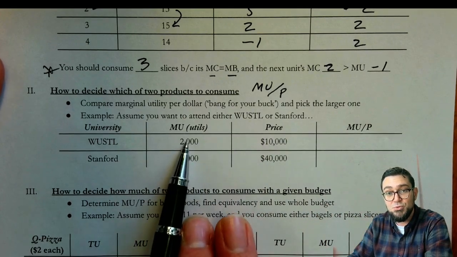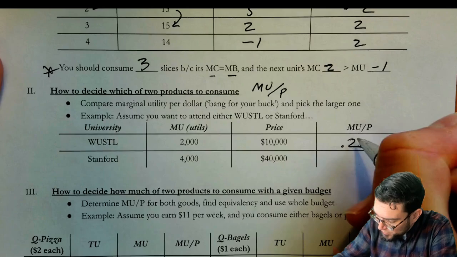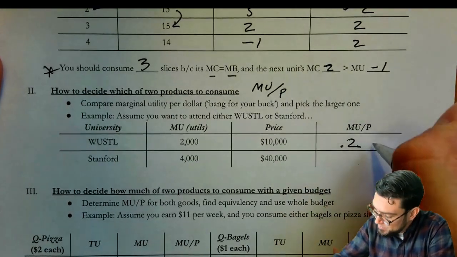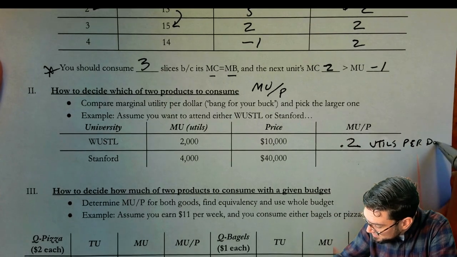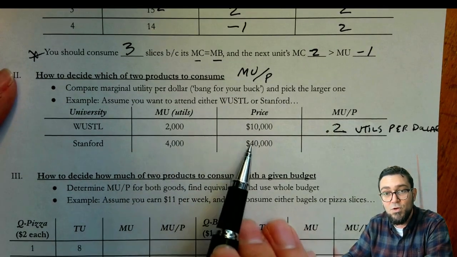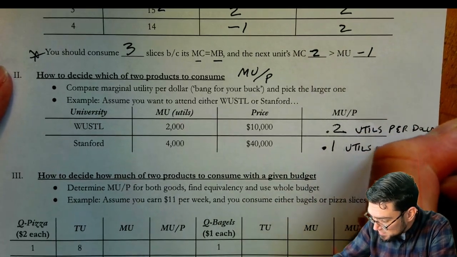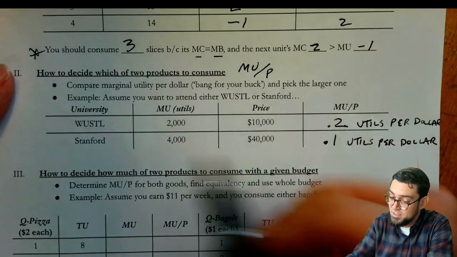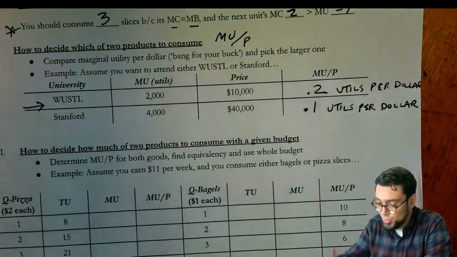Well, the MU is 2 over 10, so that's 0.2. So I get 0.2 bang for my buck. Utils per dollar is actually how I would read that, right? 0.2 utils per dollar. And I want more utils, right? More utils is better. So then I have 4 divided by 40, so 0.1 utils per dollar. Which one gives me more utils per dollar? WashU. So I would choose WashU because 0.2 is bigger than 0.1, more utils per dollar.